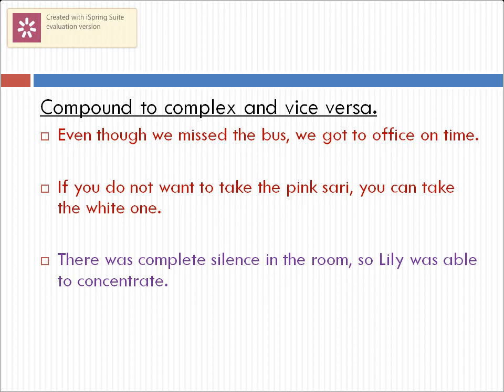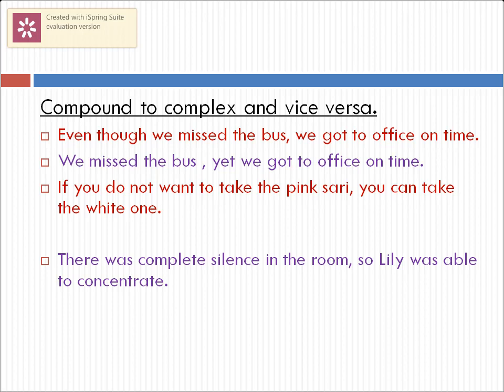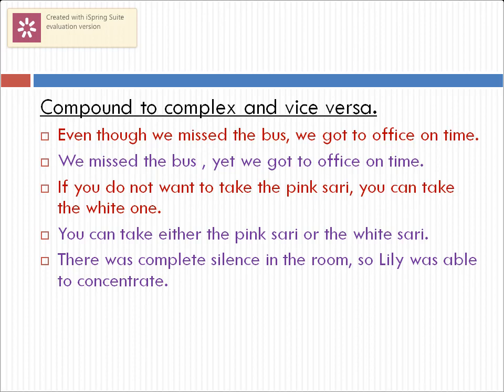Now we can also change compound and complex sentences to each other. Let's look at this example. Now this is a complex sentence: even though we missed the bus, yet we got to office on time. So by replacing the suitable conjunctions, subordinating or coordinating, we can actually transform the sentences. If you do not want to take the pink saree, you can take the white one. You can take either the pink saree or the white saree.